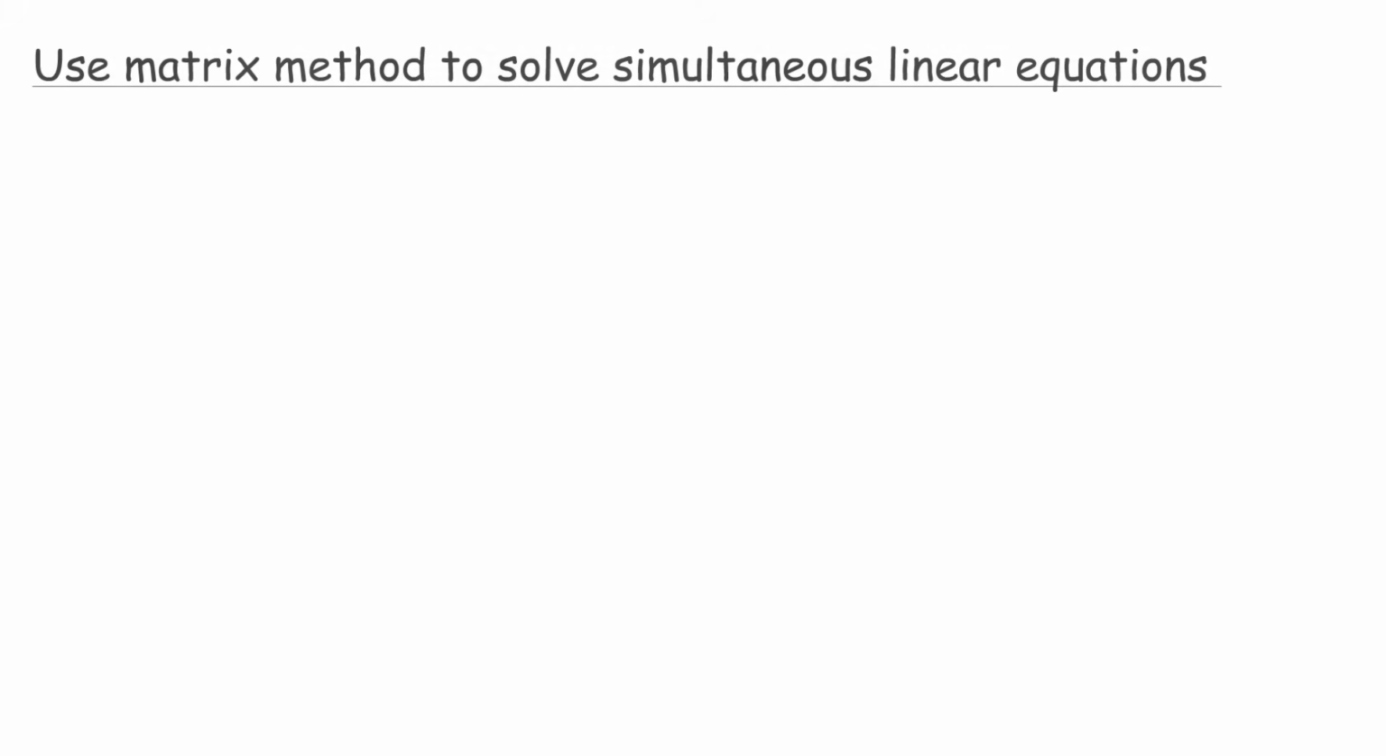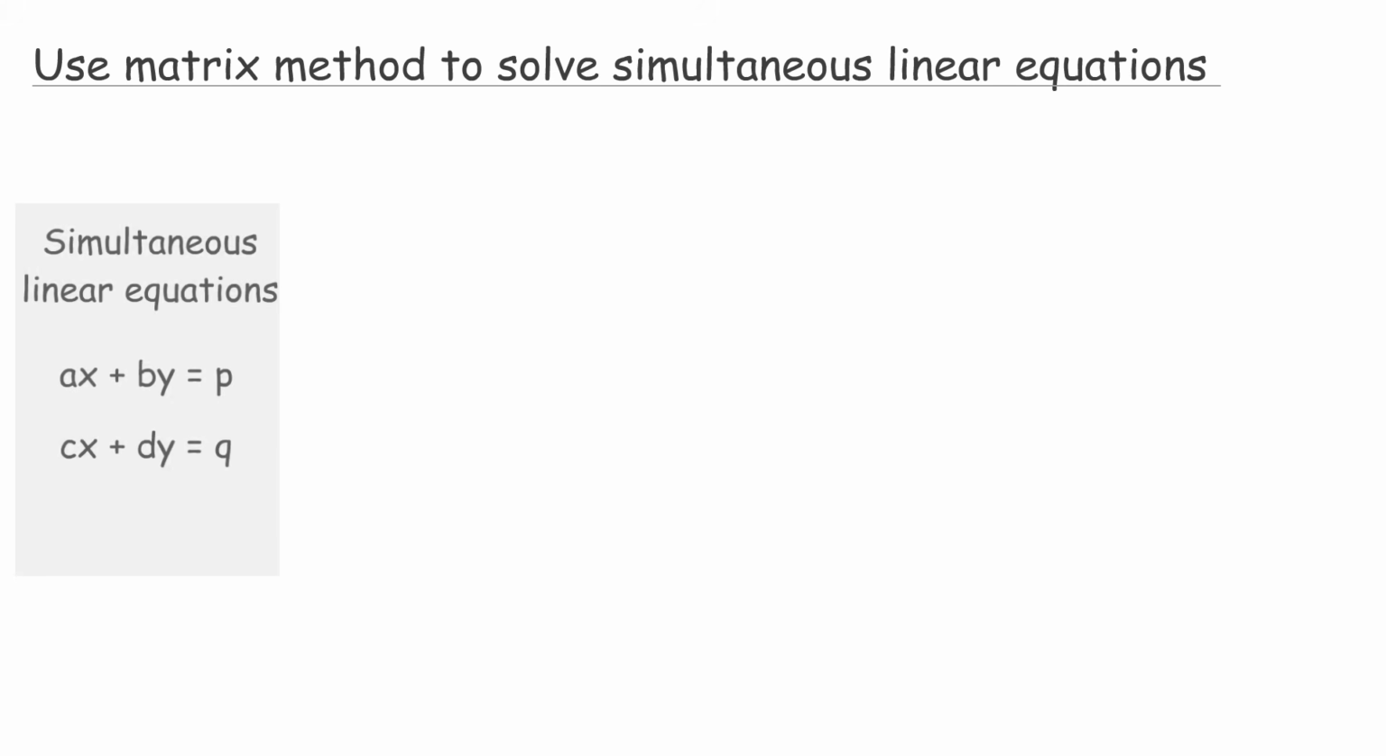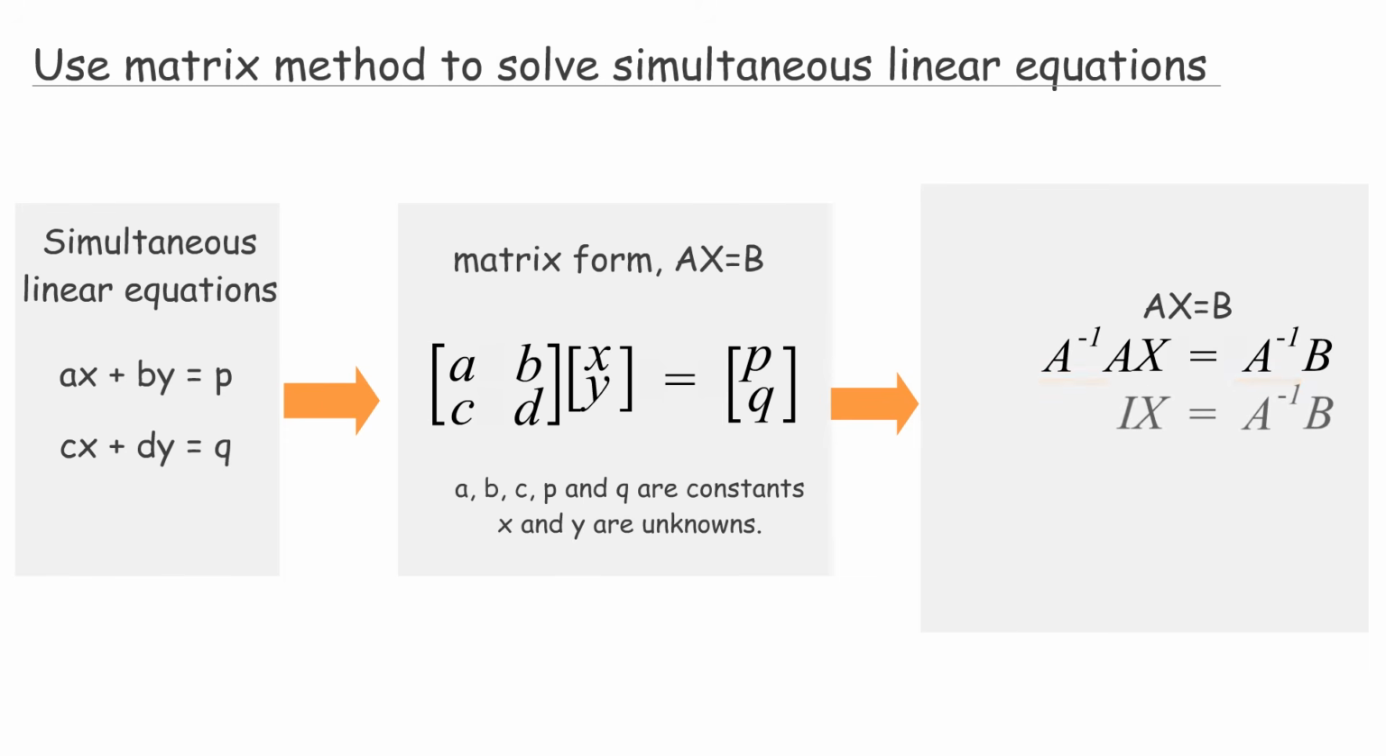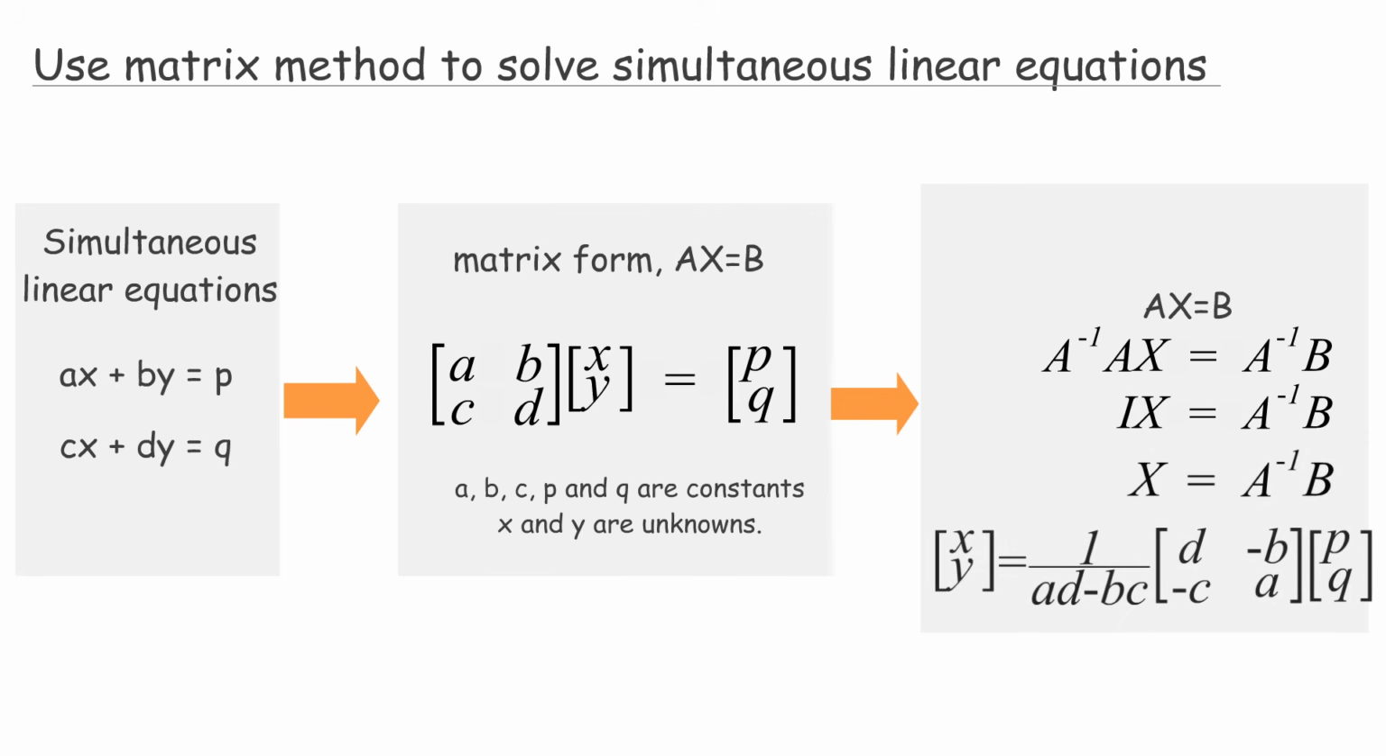Use the matrix method to solve simultaneous linear equations. Convert the simultaneous linear equations into matrix form, AX equals B, where A, B, C, P and Q are constants, while X and Y are unknowns. After that, in order to find X and Y, multiply the inverse of A on both the left and right hand sides, IX equals inverse of A times B, X equals inverse of A times B.